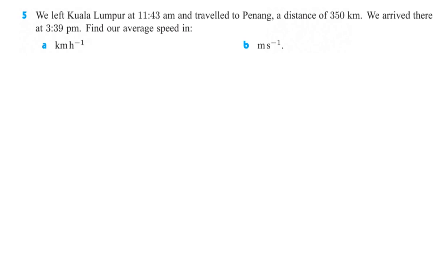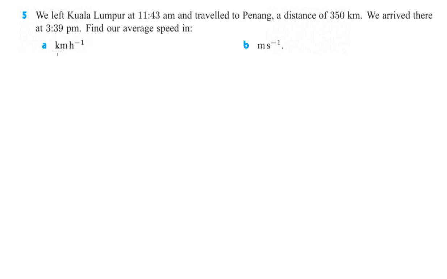I'm going to take you through some of the problems from the 10A assignment. Okay, first one we're going to take a look at here is number 5. We left Kuala Lumpur at 11:43 and traveled to Penang, a distance of 350 kilometers. We arrived there at 3:39 p.m. Find our average speed in km h^-1.